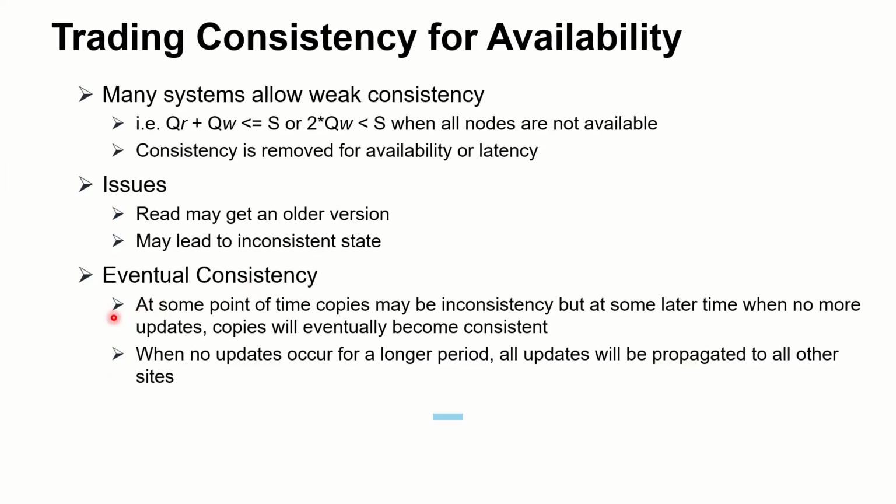With eventual consistency, at some point of time copies may be inconsistent, but at some later time, when there are no more updates, the copies will eventually become consistent. When no updates occur for a long period, all updates will be propagated to all other sites. So in between, our system may not be in a consistent state, but after some time all the updates will be propagated and the system will finally be in a consistent state.